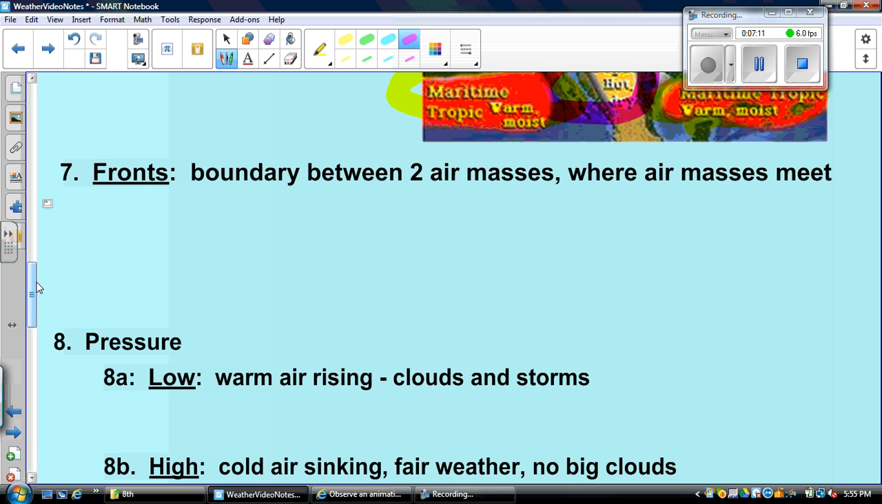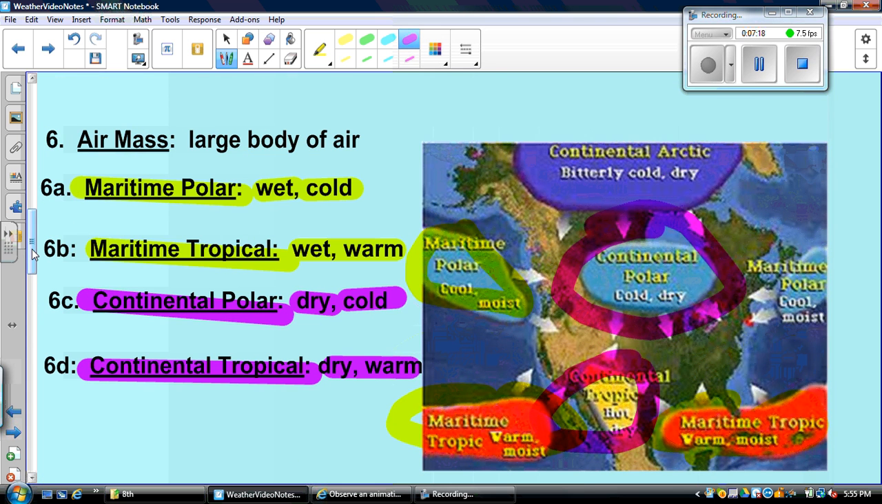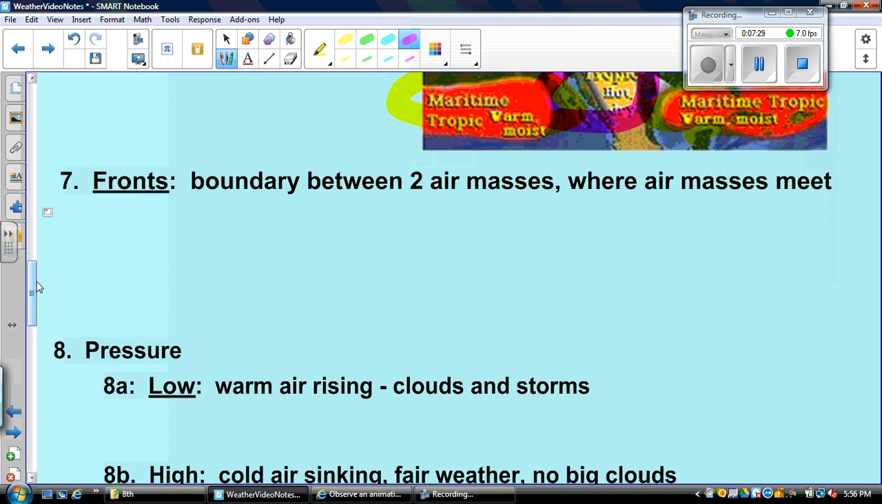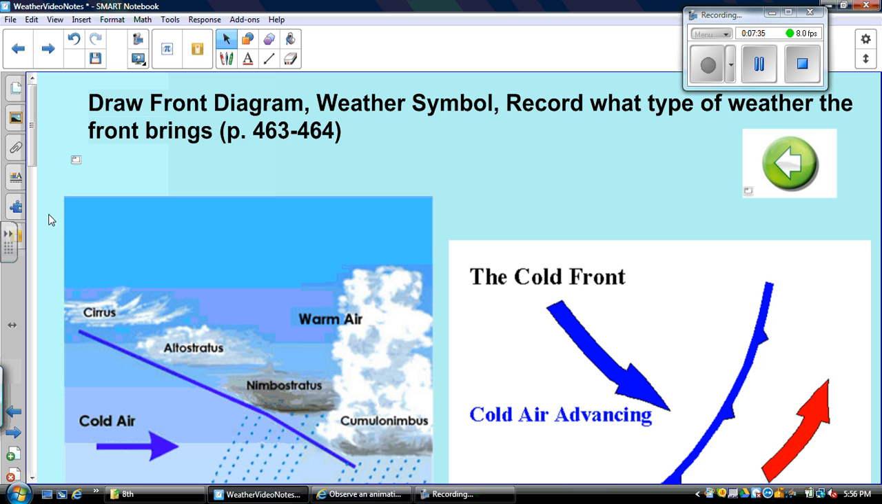Now, when these big air masses meet, we call that fronts. So when you've got maritime polar meeting a maritime tropical or a continental polar meeting a maritime tropical, when those big, large bodies of air masses meet, those are called fronts. So fronts are the boundary between two air masses where they meet. And there's different types of fronts. Okay, in your notes, you're going to want to draw these front diagrams, the weather symbols that go with each type of front, and you're going to also want to record what type of weather the front brings. If you want to use a textbook, you can find this in your Earth Science book, page 463 to 464.